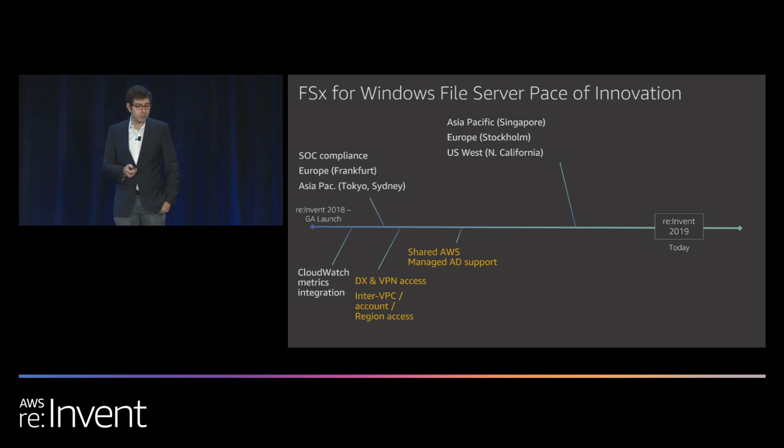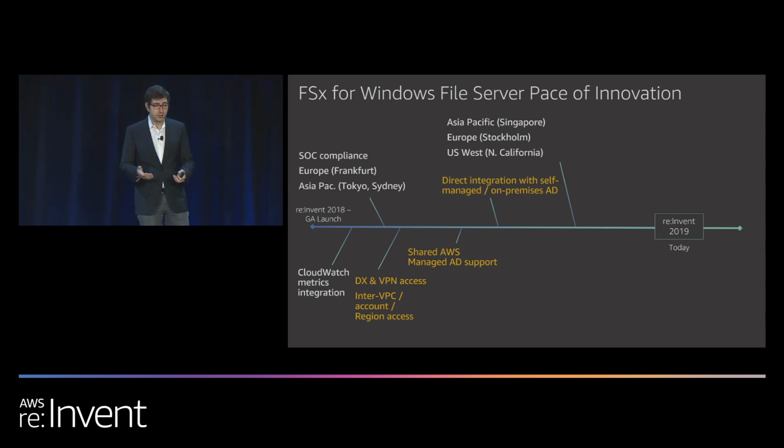We launched support for shared AWS managed AD. And then a really big request we had from customers was, when we first launched the service, we integrated with AWS managed AD, which is fully managed Active Directory. But a lot of customers wanted to use their existing on-premises Active Directories. So we launched support for being able to join your file systems to existing on-premises Active Directories.